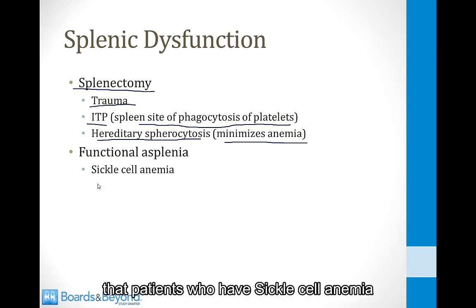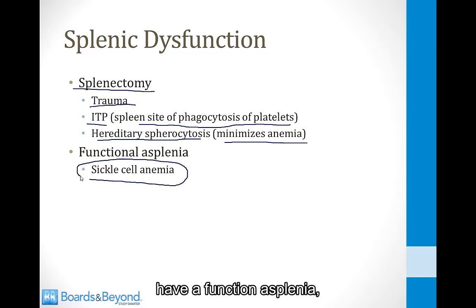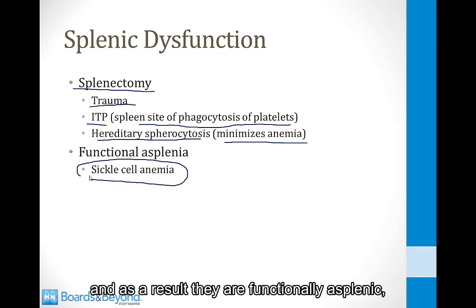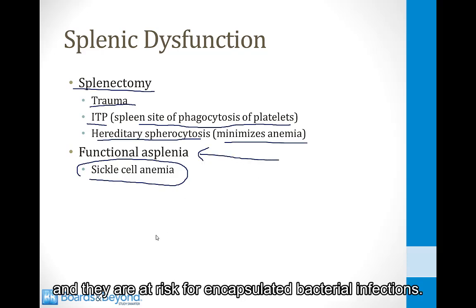And then it's important to know that patients who have sickle cell anemia have a functional asplenia, so they have so many abnormal red cells that their spleen is often damaged from trying to consume and remove all those abnormal red cells, and as a result they are functionally asplenic and they are at risk for encapsulated bacterial infections.